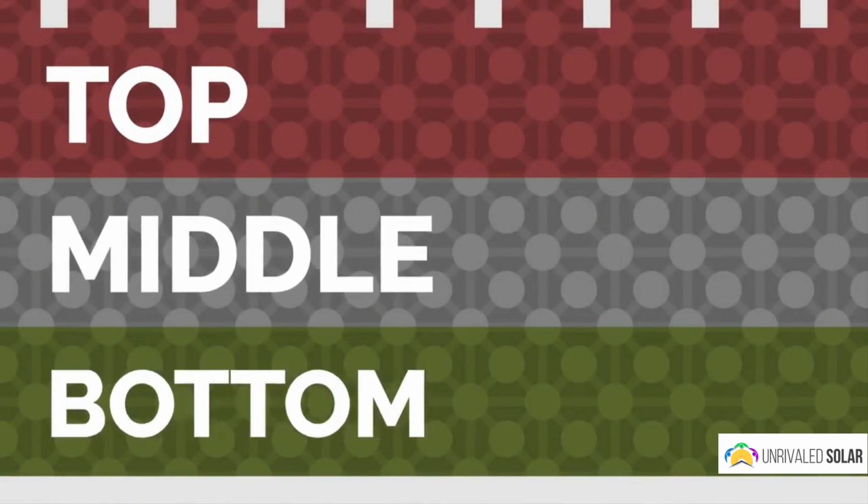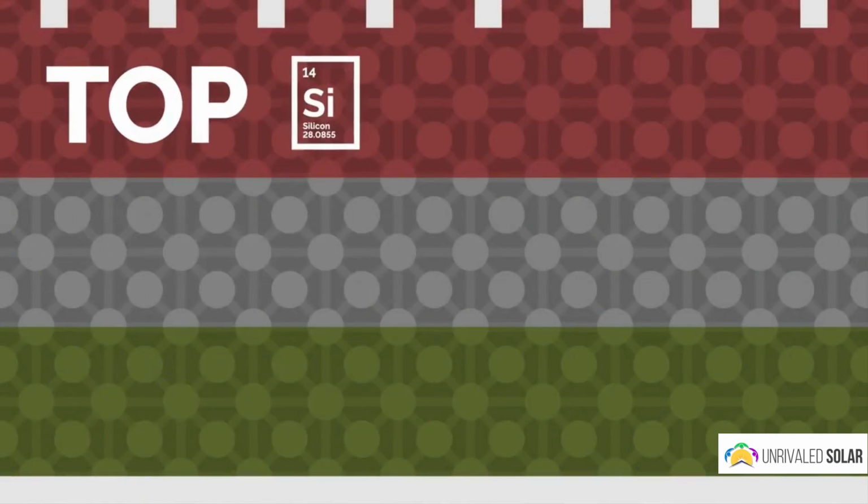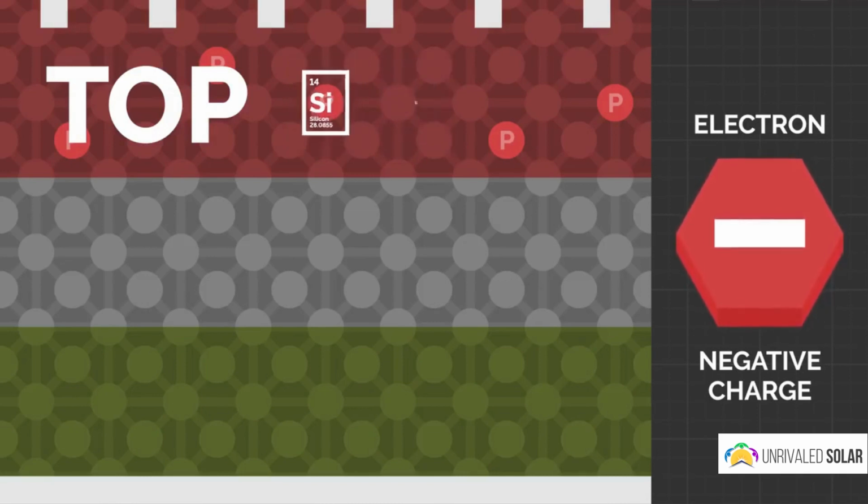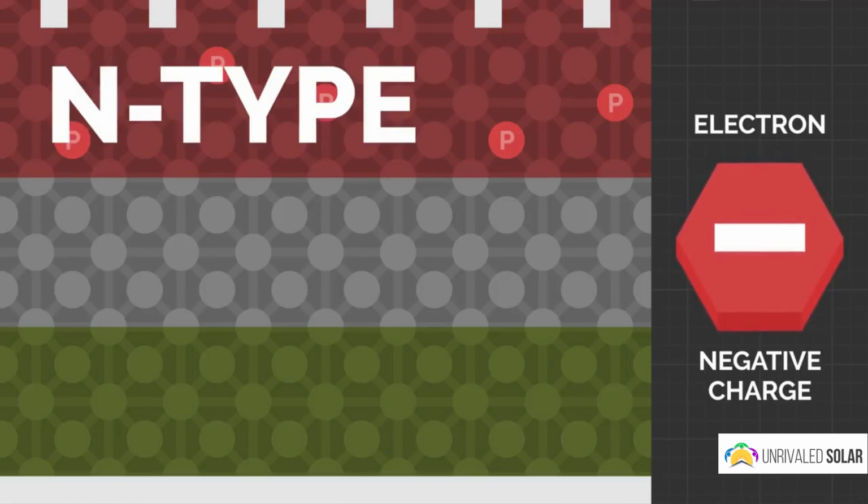The thin top layer contains silicon and a very tiny amount of an element such as phosphorus that has more electrons than silicon. This gives the top layer an excess of electrons that are free to move and make the material more conductive. The top layer is also called negative type or N-type, as it favors the collection and transport of electrons.